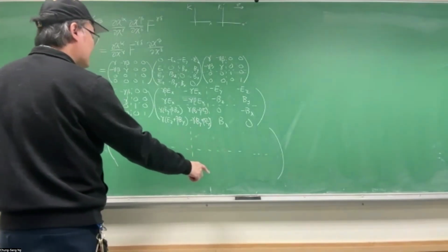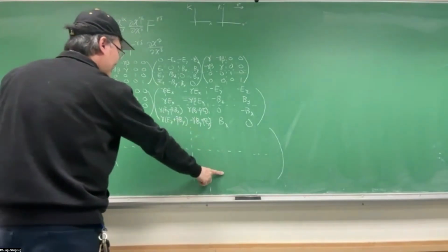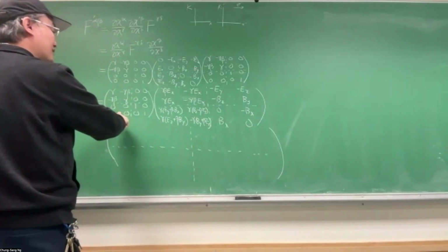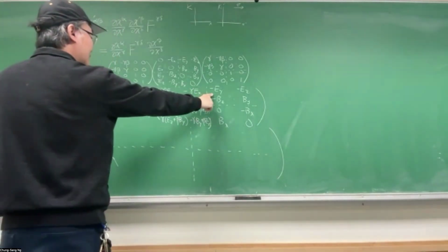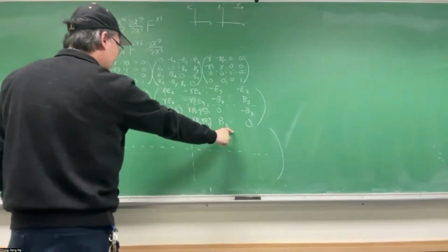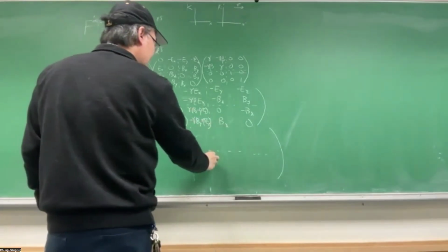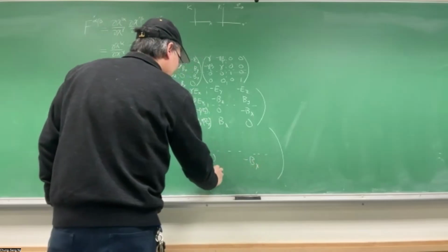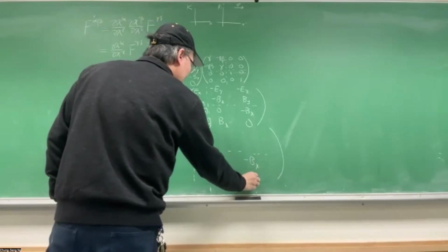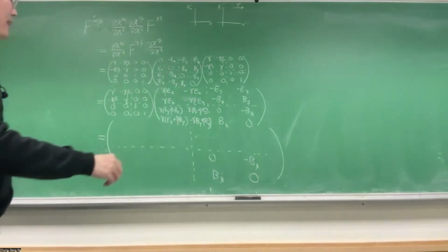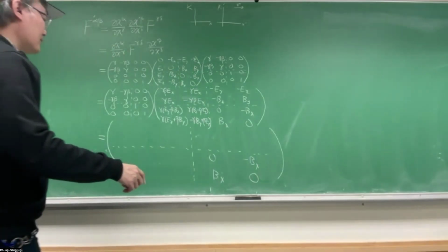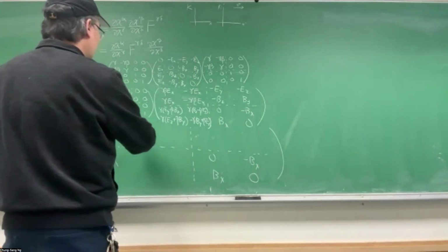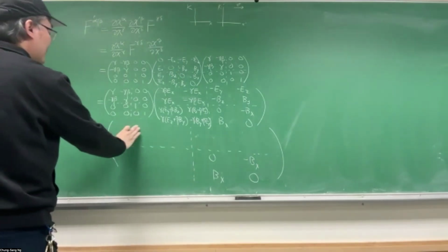Among all these elements, this element will be the easiest because this is 0 times this, which is 0, and this times that, which is just identity. So just copy. Okay, so that's not too bad. And now let's work out the first one.